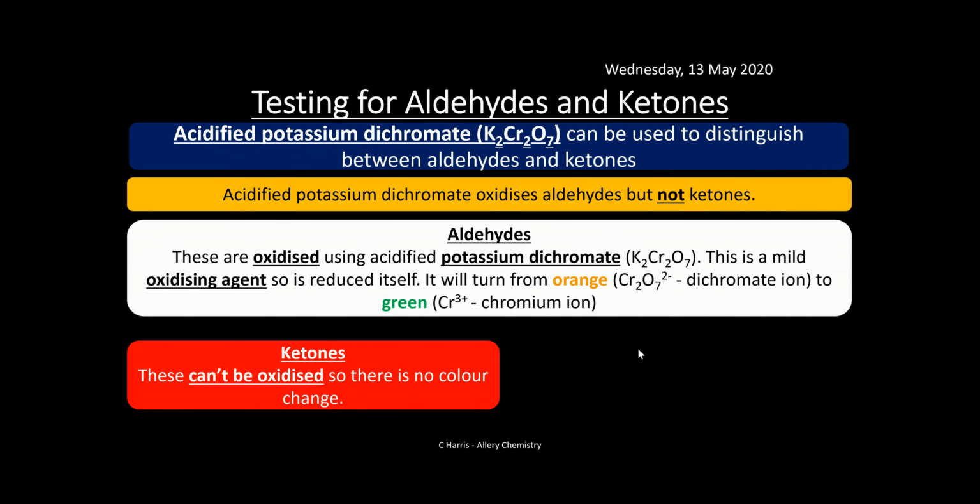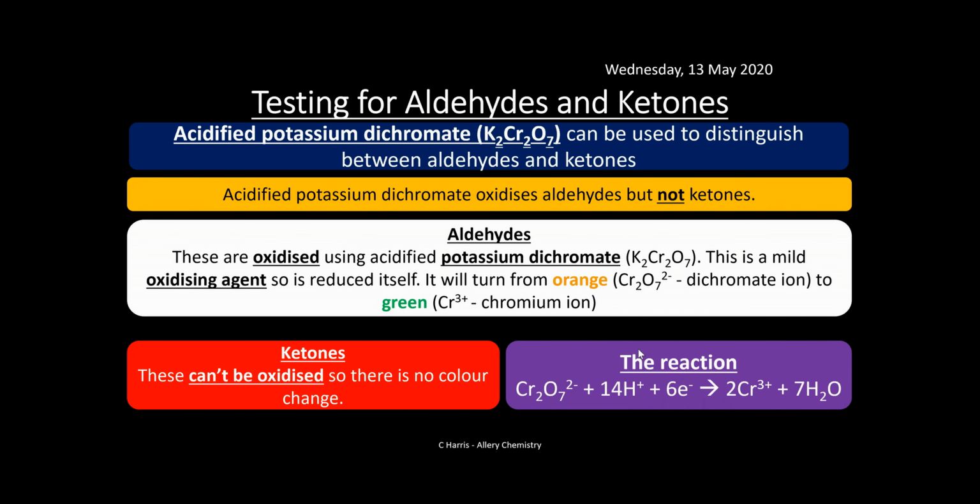So ketones can't be oxidized, so there's no color change at all. We can obviously distinguish between an aldehyde and a ketone, because if an aldehyde exists, we'll get a color change when using acidified dichromate, from orange to green. But if there's a ketone present, we won't see any of that at all.